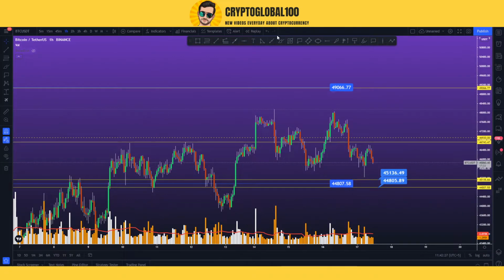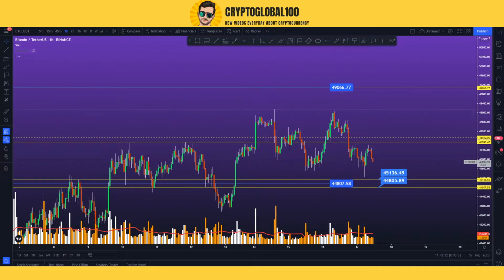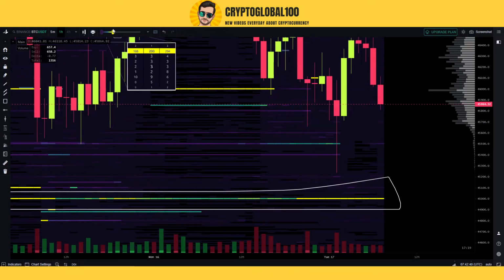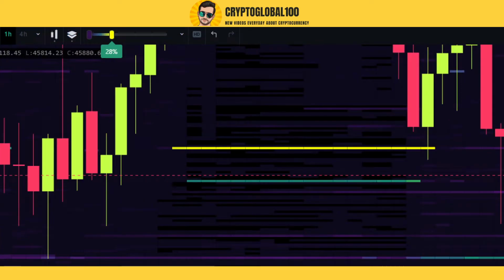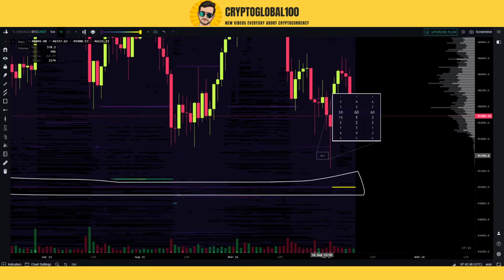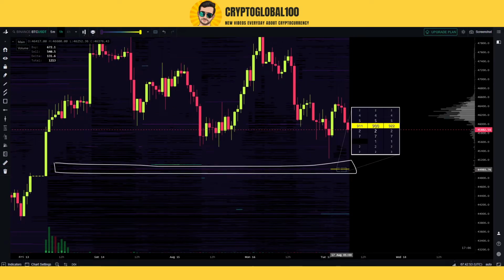So with the help of this heat map, you can easily analyze the areas. Where is the support? It shows you the strong support levels. If I drag the slider towards 100, you're going to see only the huge orders. So here currently we have a huge order of 900 at 45,000. So we might see a move down to 45,000 today. Maybe. This is a 1 hour chart.